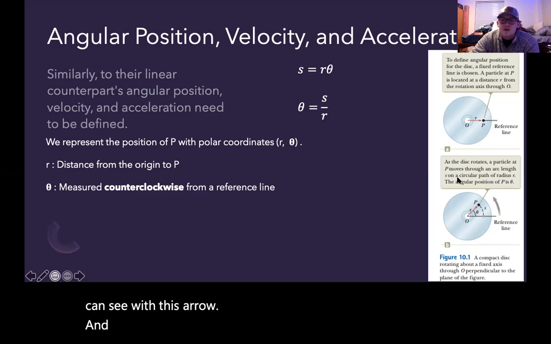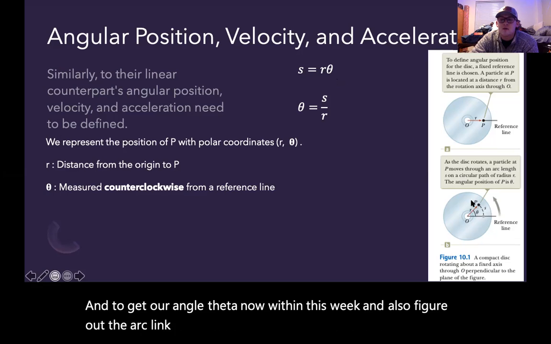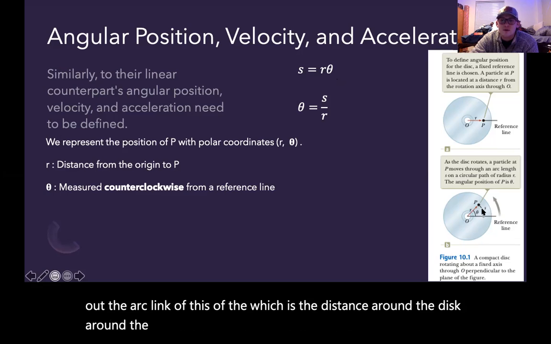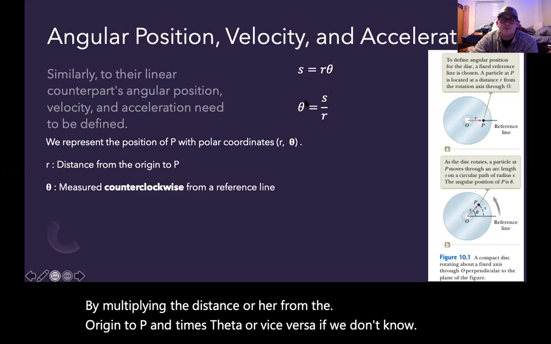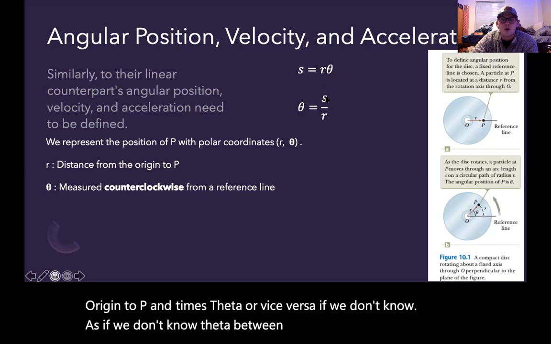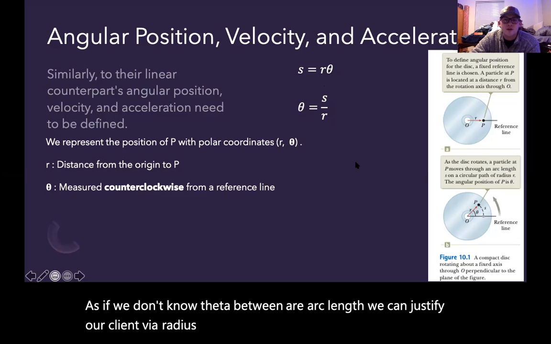to get our angle theta. Within this, we can also figure out the arc length, which is the distance around the disc travels, by multiplying the distance r from the origin to P times theta, or vice versa. If we don't know theta, but we know our arc length S, we can just divide our arc length by our radius to get our theta.